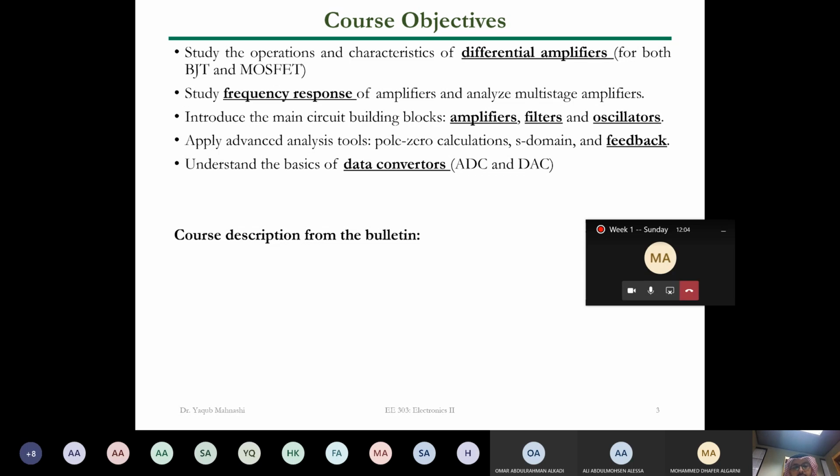And then we'll study some very good tools for doing electronics, like pole-zero calculations, the S-domain, and also feedback. We'll cover them, inshallah. And finally, we'll go over the data converters in brief, like one week. We'll just study how we convert the signal from analog to digital and vice versa.